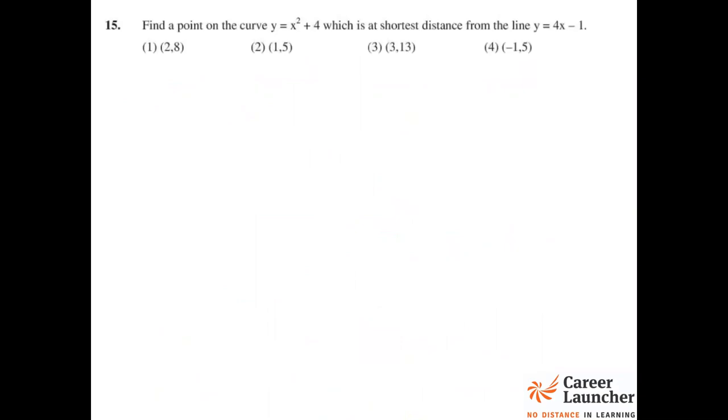See the next one. Find a point on this curve which is at the shortest distance from this line. So the property is that this is a parabola and this is a line. At the point at the shortest distance, if you draw a tangent, this tangent should be parallel to the given line. Both should have a common normal. This is the property of the shortest distance.